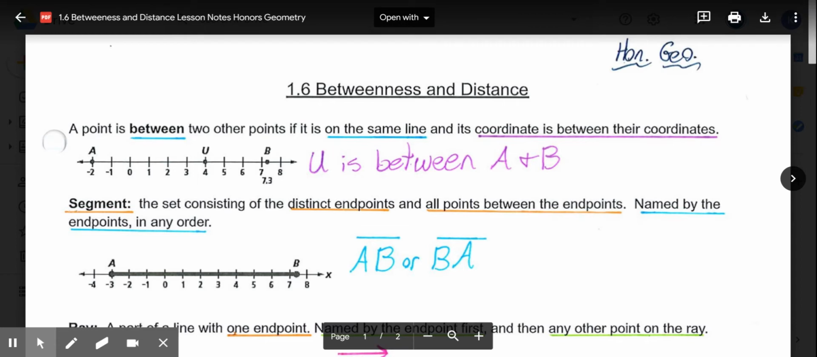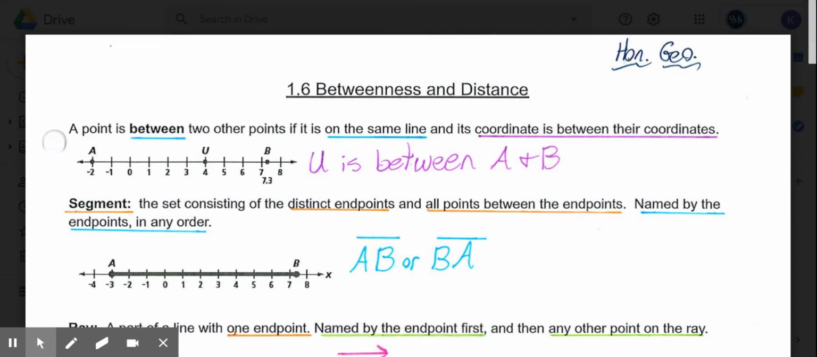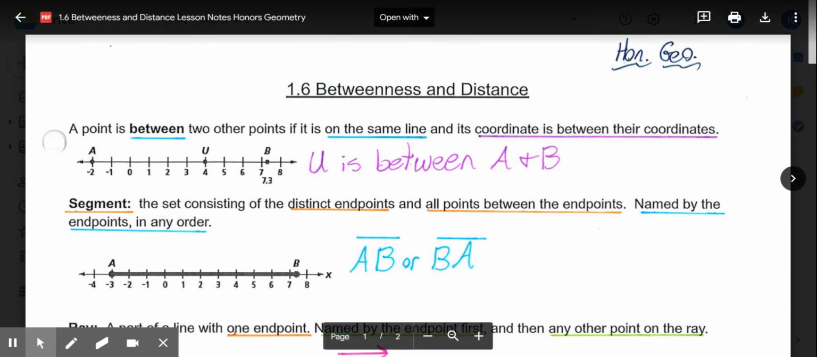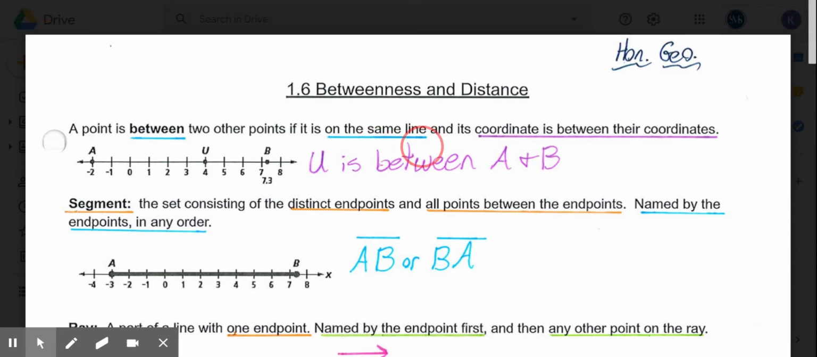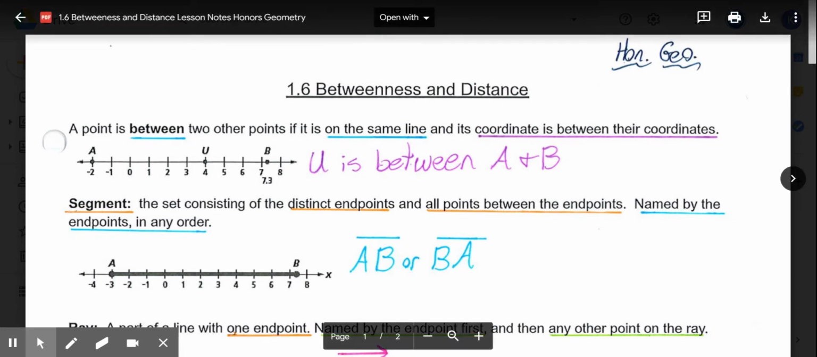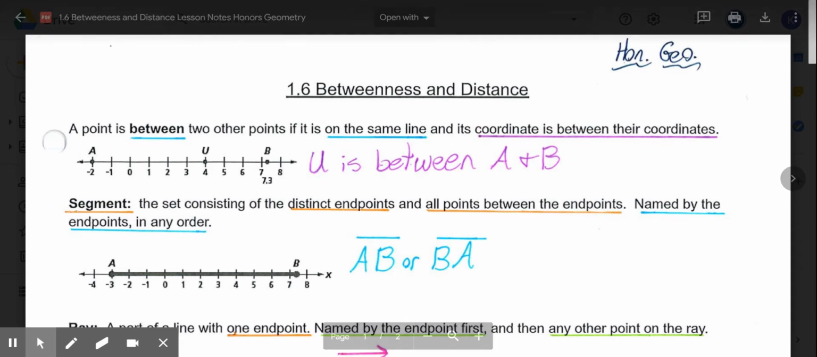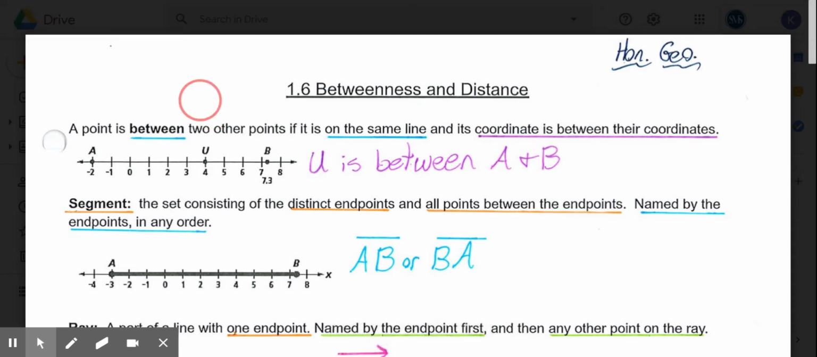In math, in order to be between something, it needs to be on the same line, or collinear. So a point is between two other points if it's on the same line and the coordinate is between their coordinates mathematically. So for example, if we have A at -2, B at 7.3, and U at 4, and they're all on the same line, U is between A and B. If U was up here, it is no longer between because it's not on the same line.